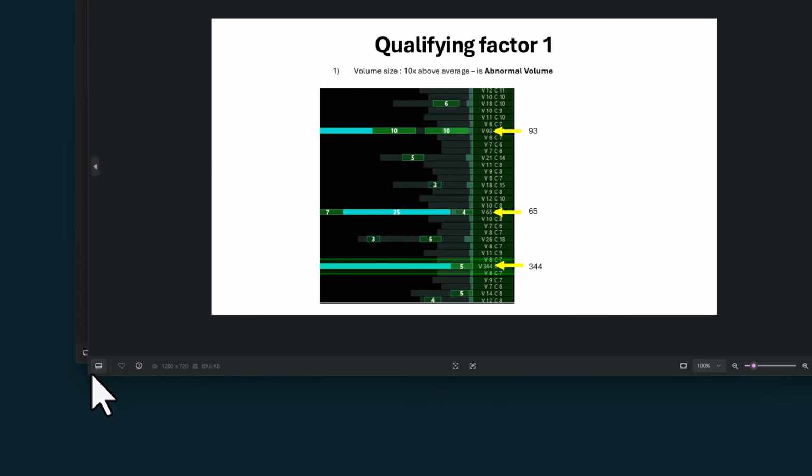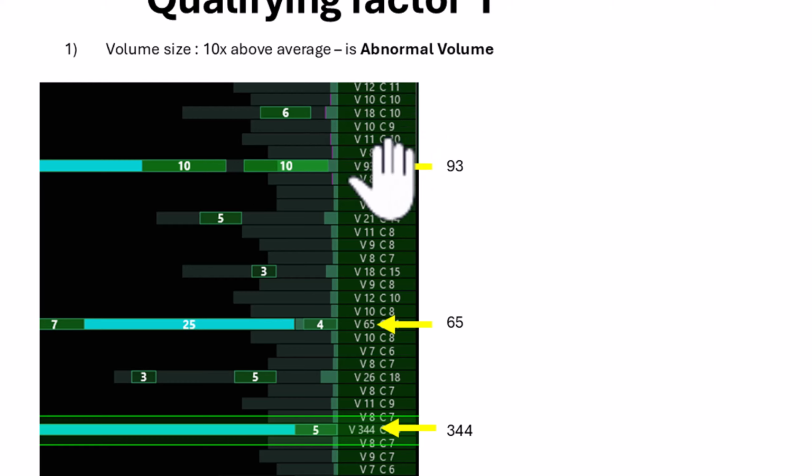So now there are 4 qualifying factors that we really want to focus on. And one of them is having an abnormal size of volume. Like over here, you're seeing that this one is 18, 11, 10. So on average, it's like 10 to 12, let's say, right?